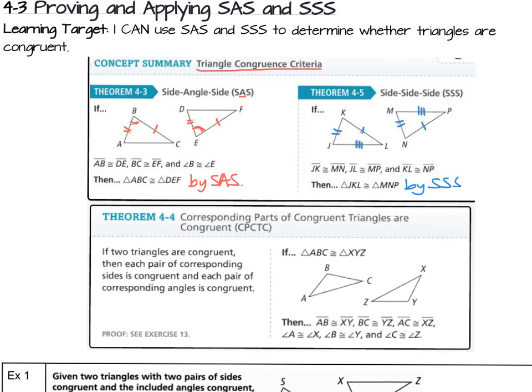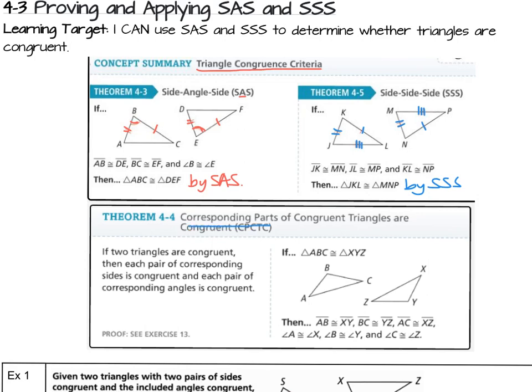Now, sometimes they won't be marked for you, and we'll have to figure out what makes the sides and the angle in between congruent. We'll use some other proof reasons that we know. But then the next theorem talks about, what about the parts that weren't currently marked? This is called the corresponding parts.